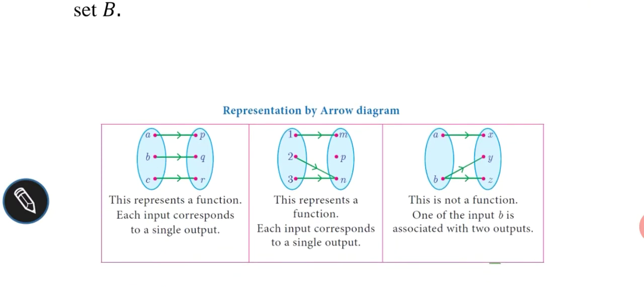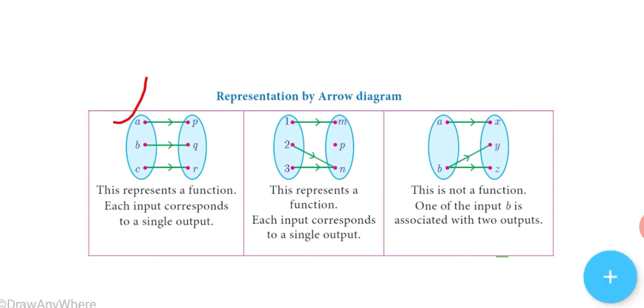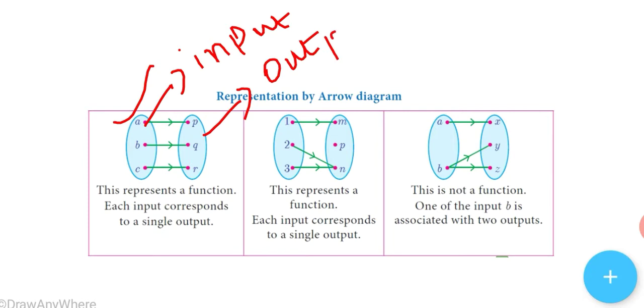Let us see some of the examples for the representation of functions by arrow diagram. Okay, so take a look at this picture. This is the first picture. Here, this is input and this is output. Okay, here in input we have three inputs A, B, C. Output we have P, Q, R. Okay, each input, A is associated with P, B is associated with Q, C is associated with R.